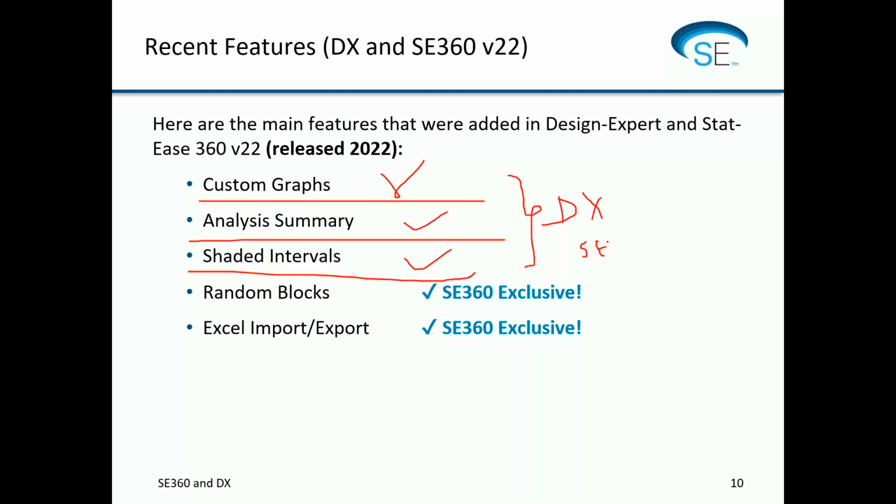Now, in Statis 360 only, we added the ability to fit blocks as random effects. So every once in a while, you'll run into a situation where you have lots of blocks, and it doesn't really make sense to fit blocks as a fixed effect, but rather as a random effect. You're now able to do that in Statis 360.